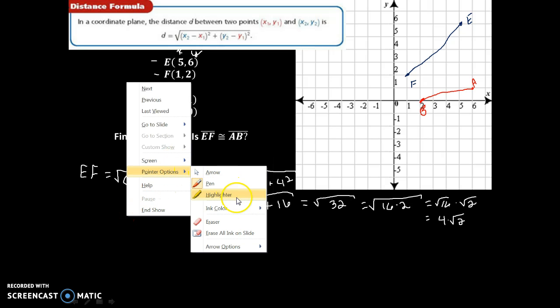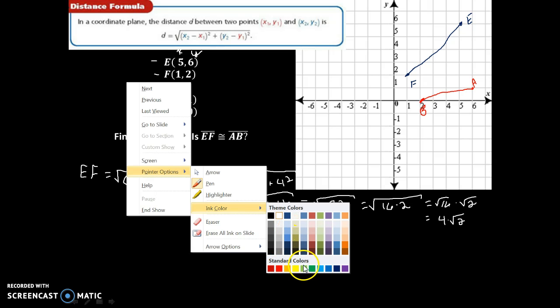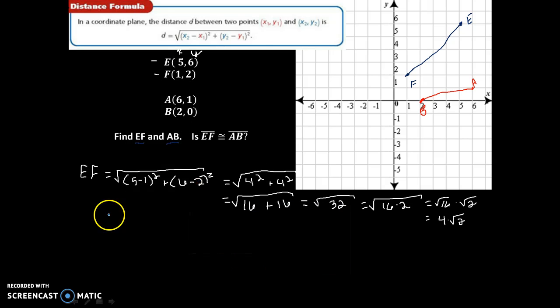So I'm going to switch colors here just to show us the two different problems here. We found that the length of EF is 4 root 2. Now we want to find the length of AB. Okay, so again, A and B. So we're going to have our square root of the difference of our x values, so 6 minus 2, and square it, plus the difference of our y values, 1 minus 0, and square it.